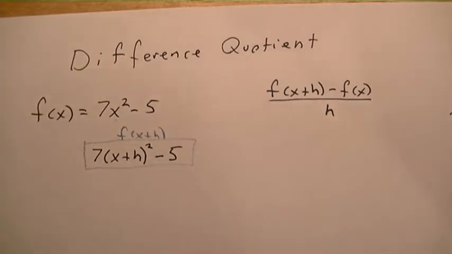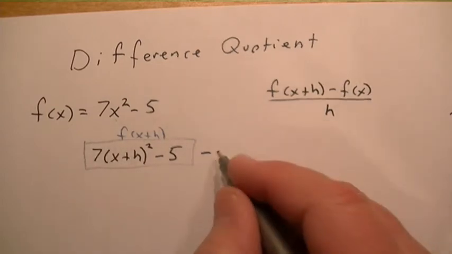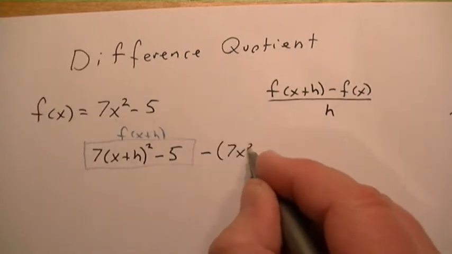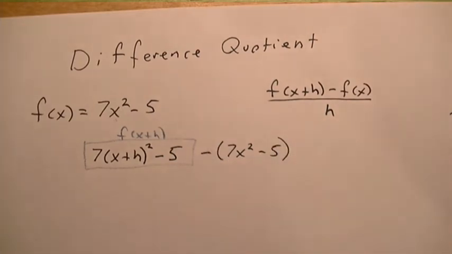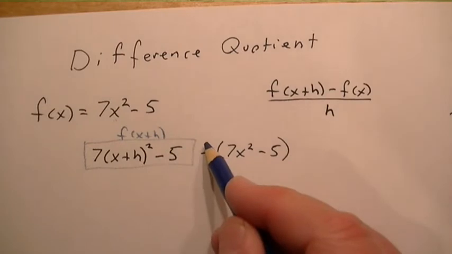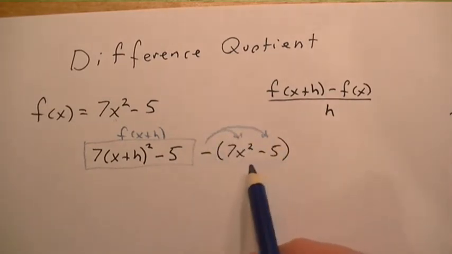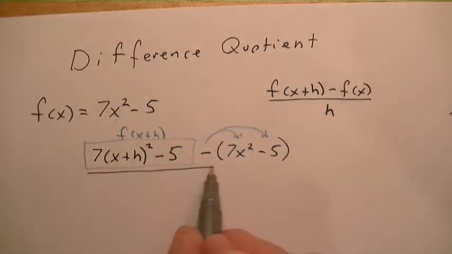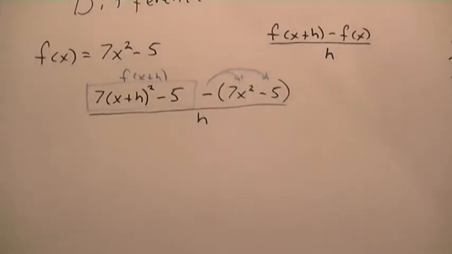Now subtract the original f of x. Well, the original f of x is 7x squared minus 5. I'm putting it in parentheses because I know I'm going to need to distribute this negative when I'm done, or as I'm processing through it. Finally, everything is over h. Okay? Now we get into the expansion, distribution, and simplification phase. I'm going to scoot this up a little bit, give us a little more room to write.